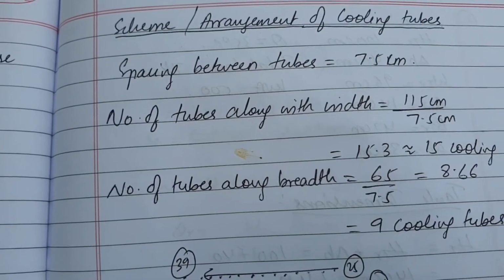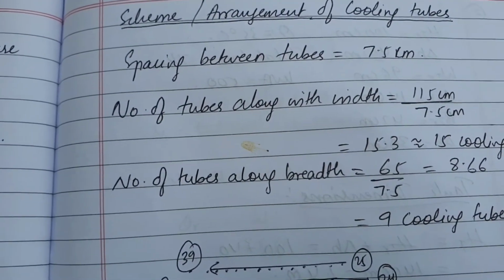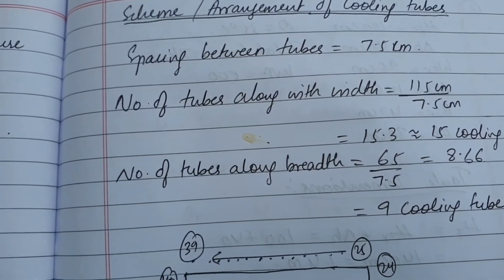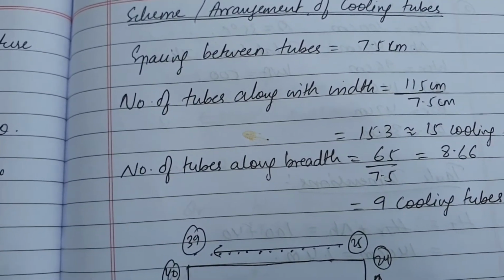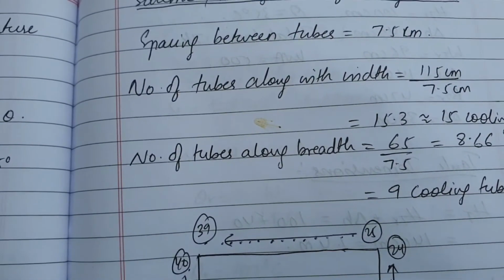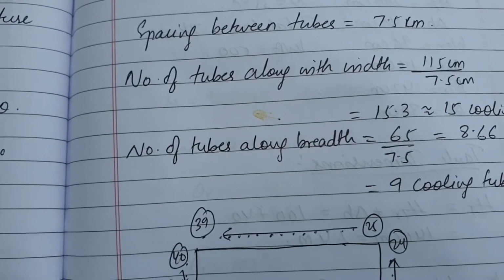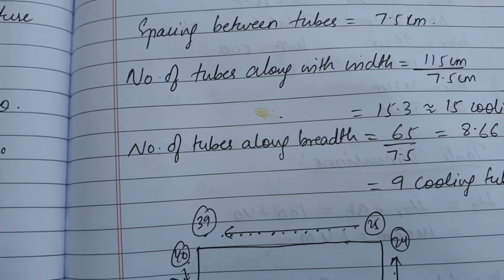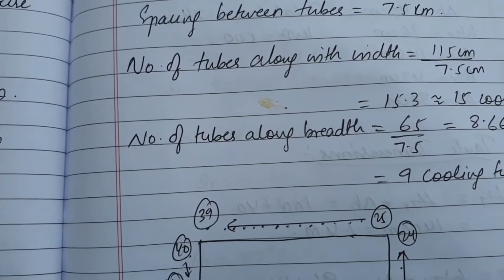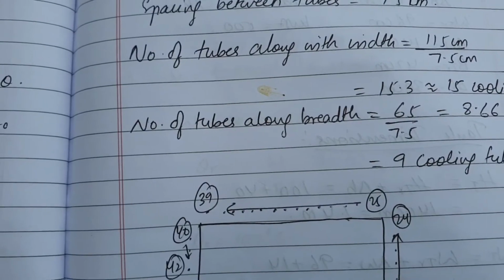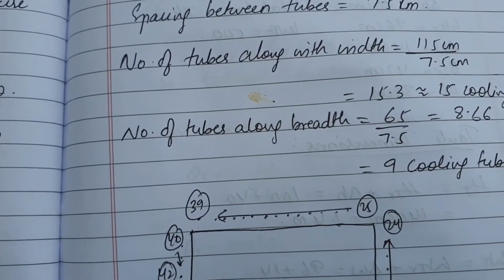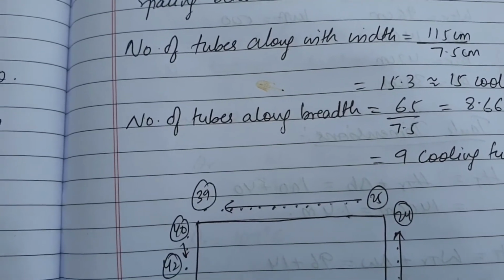Therefore, the first approach should be to try to understand how many cooling tubes are laid down along width. So to do that, write down this number of cooling tubes along the width can be calculated as 115 centimeter divided by 7.5 centimeter. 115 centimeter is the width of transformer tank. So substitute the value, you will get answer as 15.3. So 15 cooling tubes are going to be placed or arranged along the width.